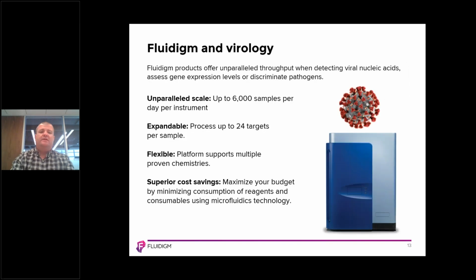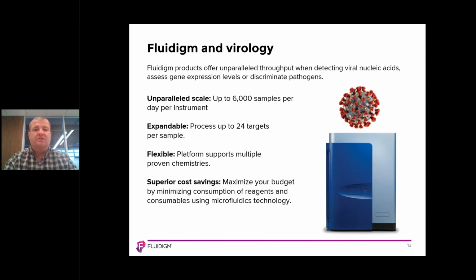So in summary, before we move on to the actual protocol that we have, Fluidigm and virology screening really do go hand in hand with our microfluidics, with our Juno, and with our Biomark HD system. We offer unparalleled throughput when detecting viral nucleic acids to assess gene expression levels and discriminate pathogens. The take-homes as part of this introduction are that we offer unparalleled scale. We can process up to 6,000 samples per day per instrument. It's expandable. We can process up to 24 targets per sample.